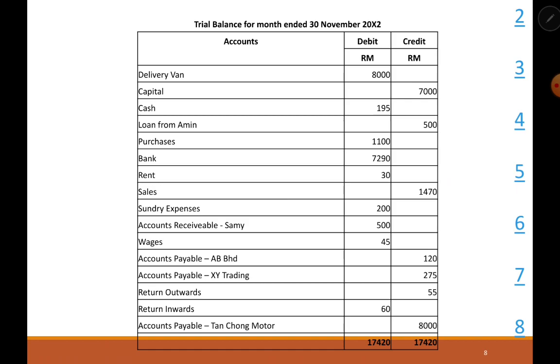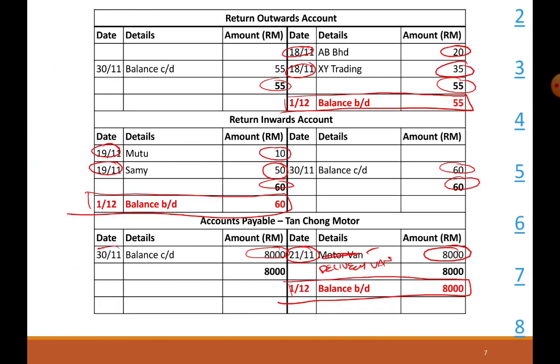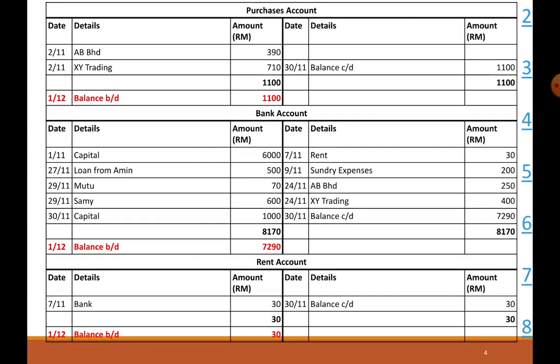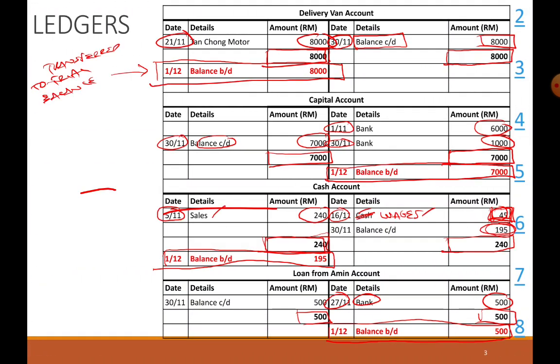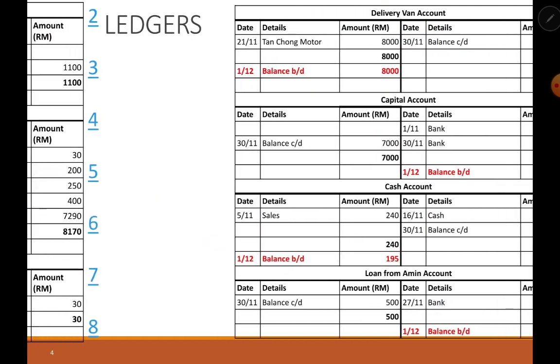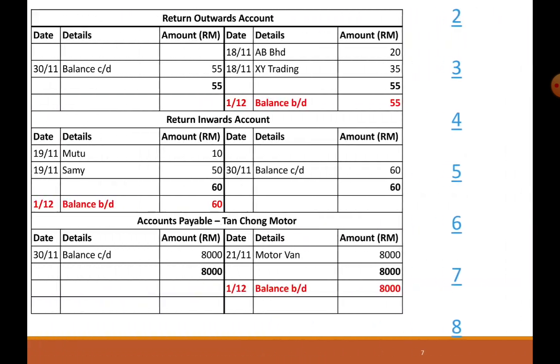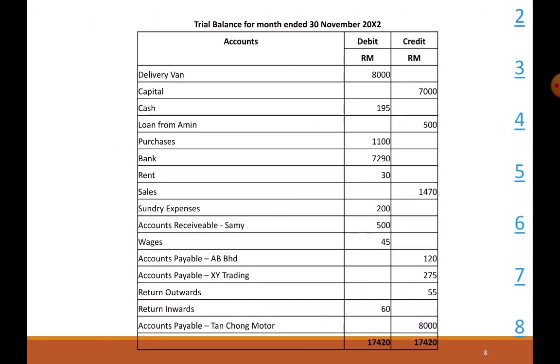Okay, so that's it. All balance brought down here, we will transfer to the trial balance. Okay, for example, delivery van, we have a debit balance of 8,000 ringgit. Okay, so I transfer to the trial balance on the debit side.